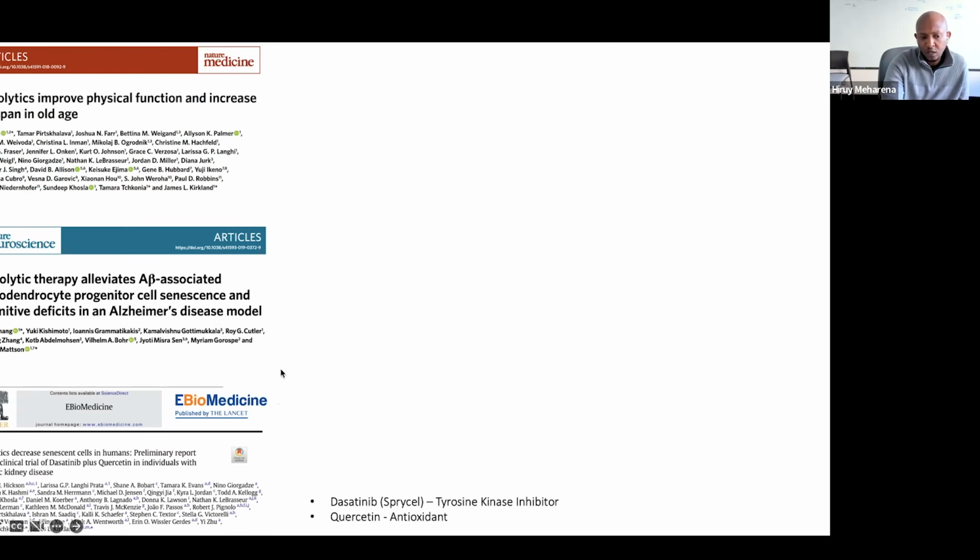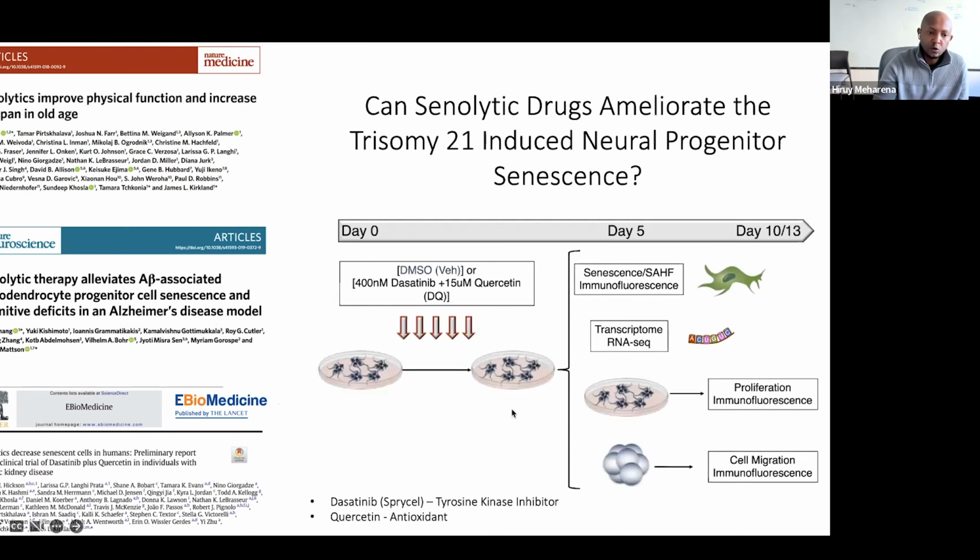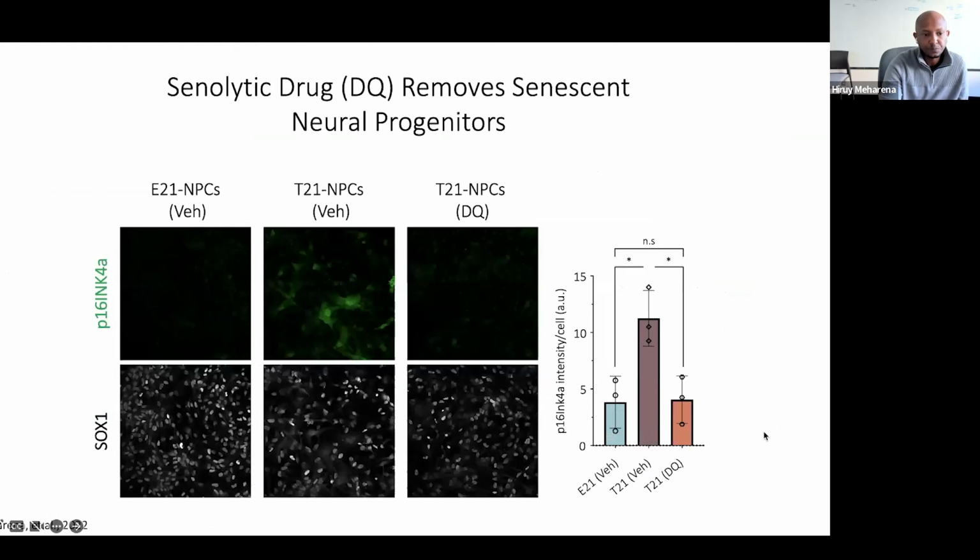But we wanted to use this drug combination to see if we can ameliorate some of the cellular and molecular phenotypes that we observe in these neuroprogenitor cells harboring trisomy 21. So we treated our neuroprogenitor cells for about 5 days, and then we interrogated a few of the features to see if we can get rid of these senescent cells in the beginning, to look at some of the transcriptional changes as well as some cellular phenotypes.